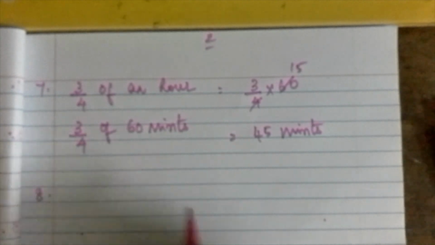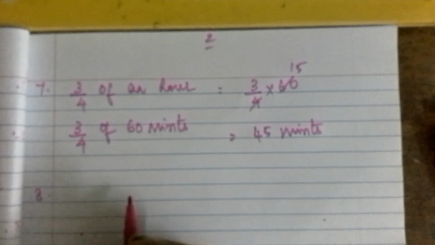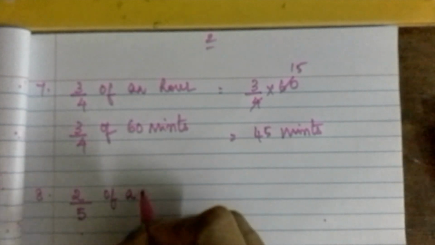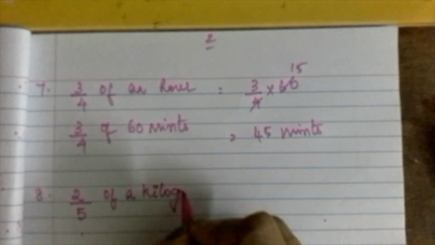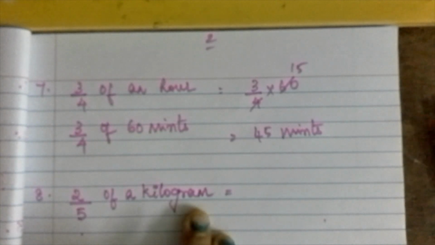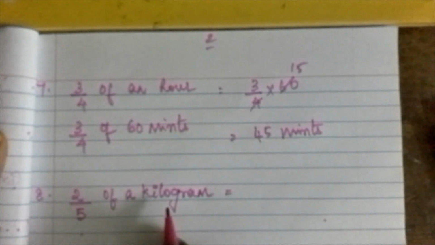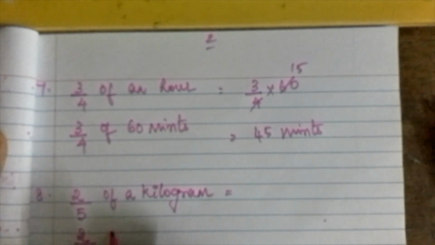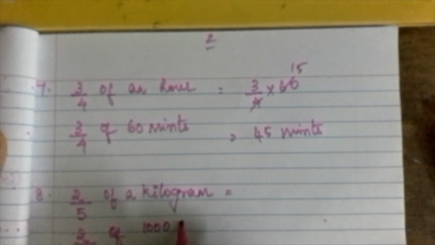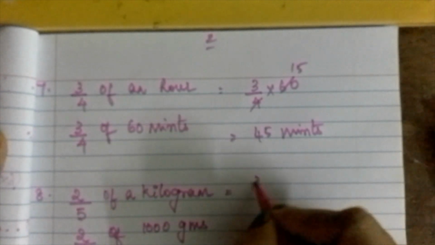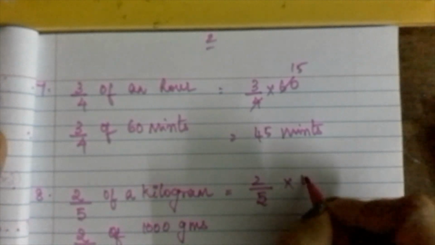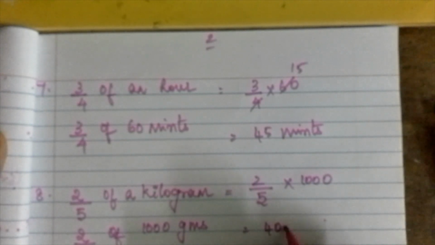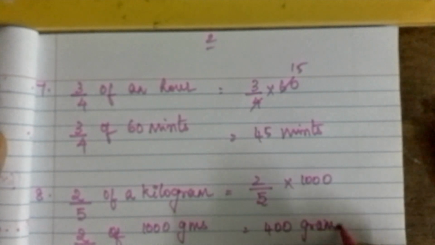Next sum will be 2/5 of a kilogram. So this kilogram I'm going to convert into grams. So 1 kilogram will be 1000 grams. So 2/5 of 1000 grams, so 2/5 into 1000. Let's simplify. 5 200s are 1000, so it will be 400 grams. My answer is 400 grams.